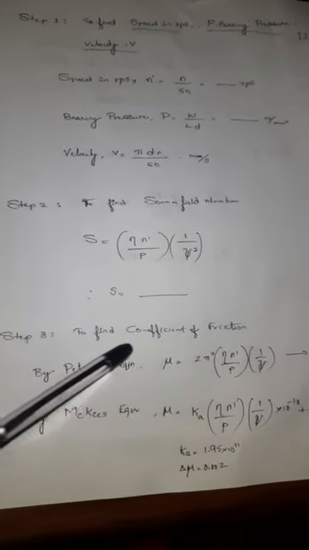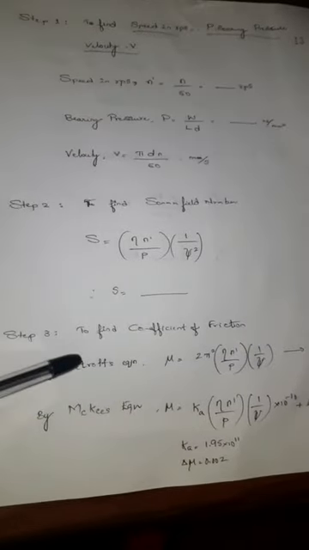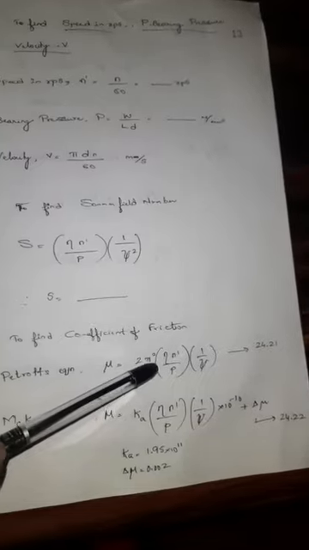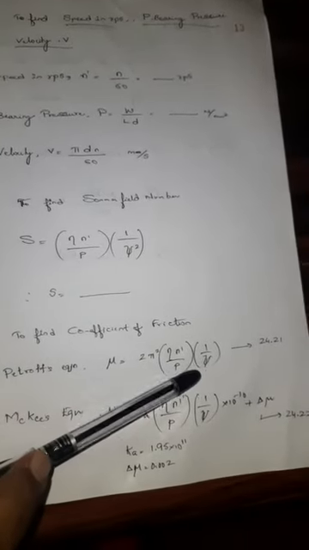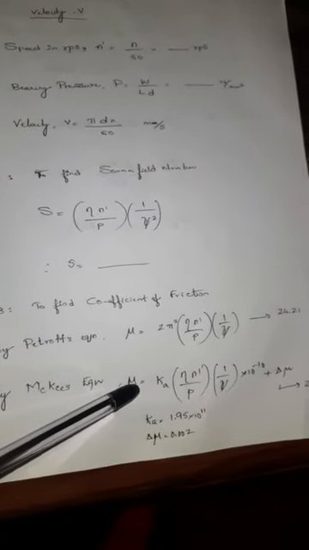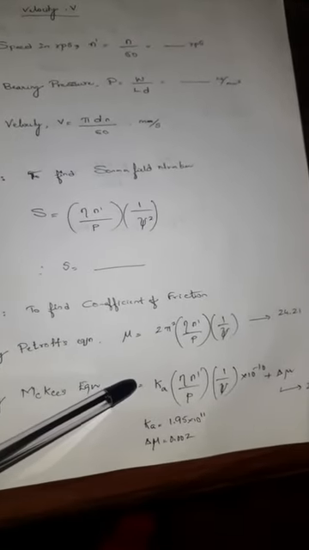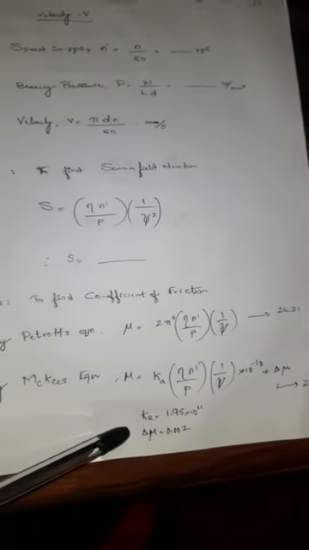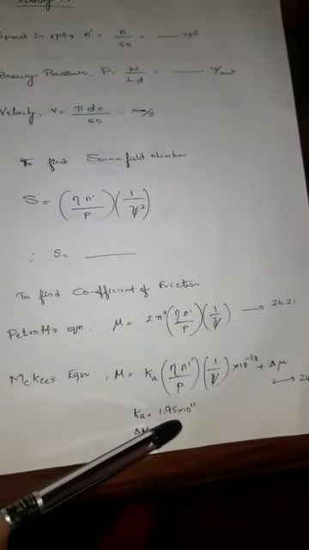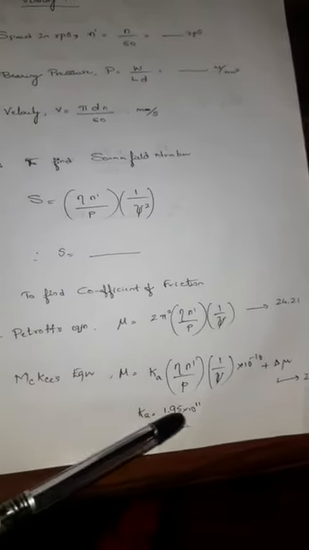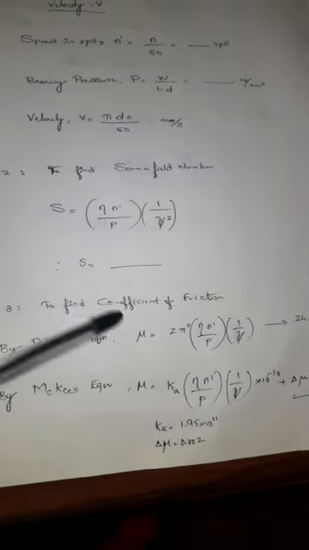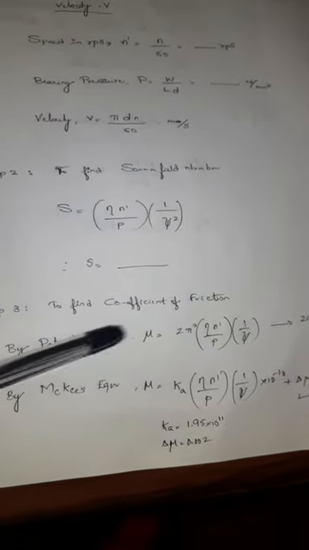Step 3: to find coefficient of friction. There are two different equations. First is Petrov's equation: mu is 2 pi square into mu N dash over P, into 1 by psi, equation number 24.21. One more is McKee's equation: mu is K_a into mu N dash over P, into 1 by psi, plus 10 raised to minus 10 into delta mu, equation 24.22. K_a is 1.9 by 10 raised to 11, and delta mu is 0.002. You can use either equation unless mentioned otherwise.